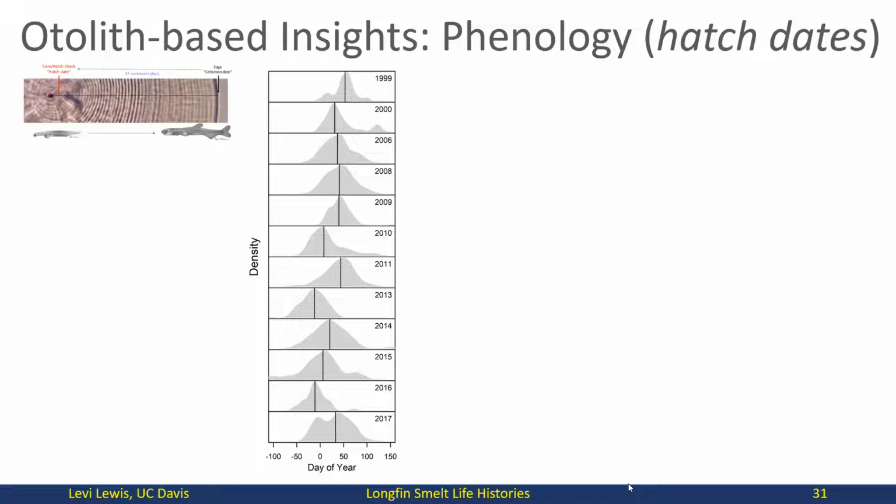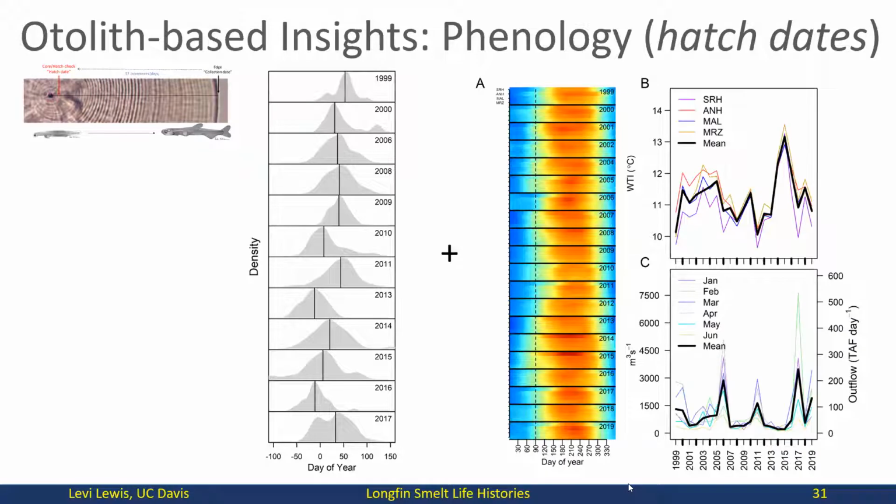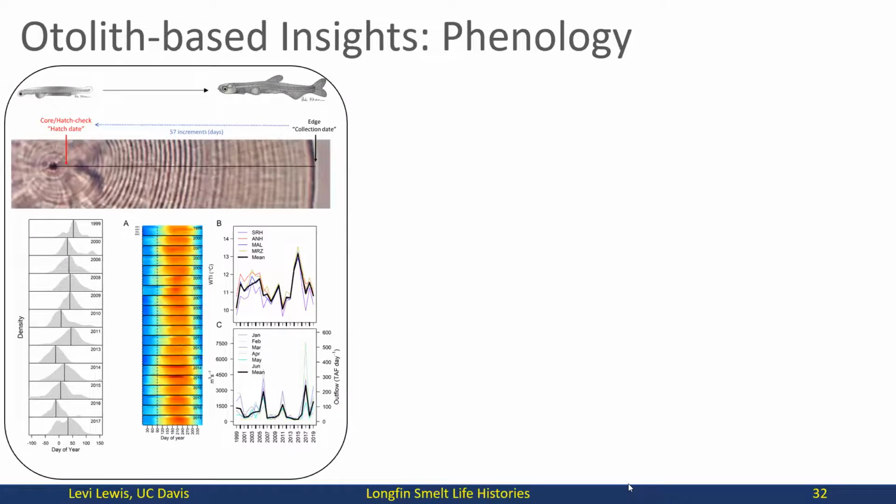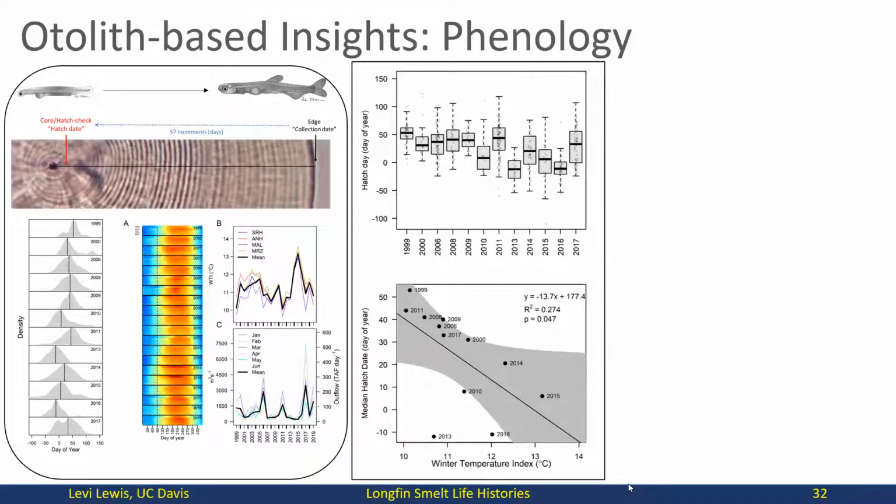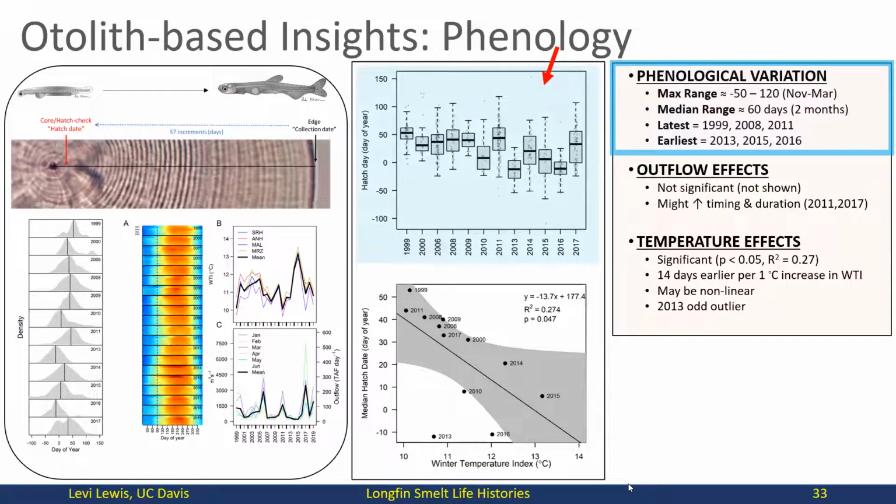And I failed to mention, we didn't have fish archived in all years. So this is not a continuous range of years. So there are some years missing here, clearly. And then we again combine that with DWR's water quality data. And we just ran a very simple model. First, we just looked at differences among years in terms of hatch dates. And so there was quite a bit of variation.